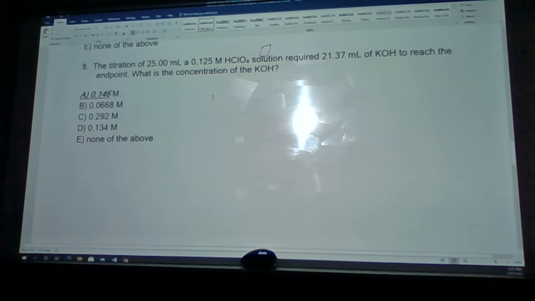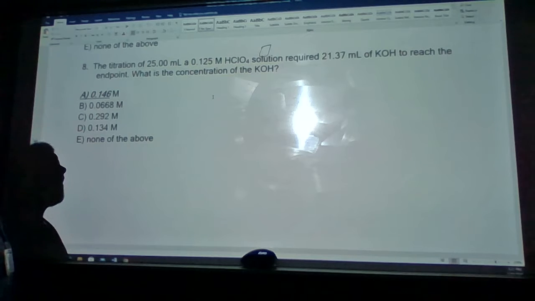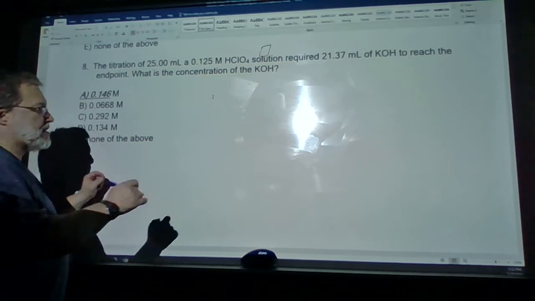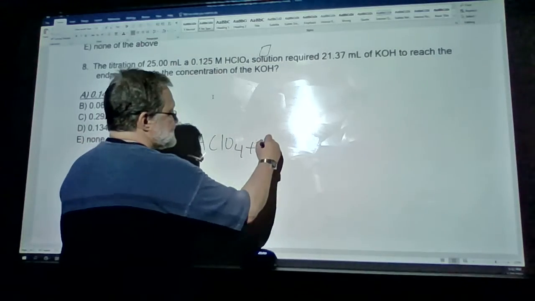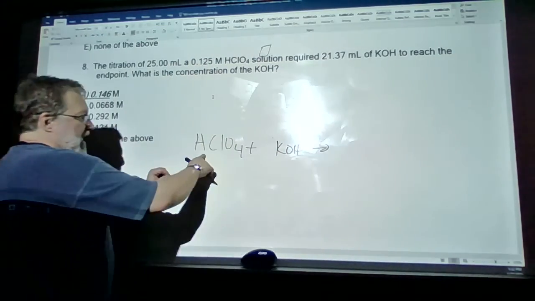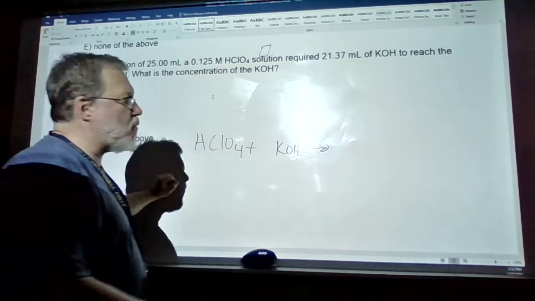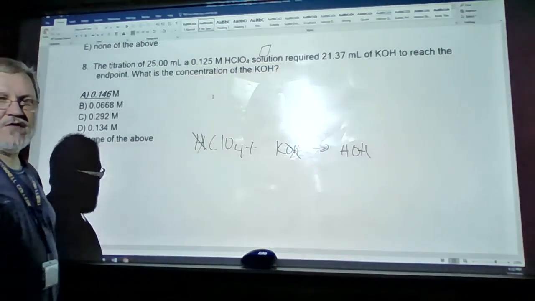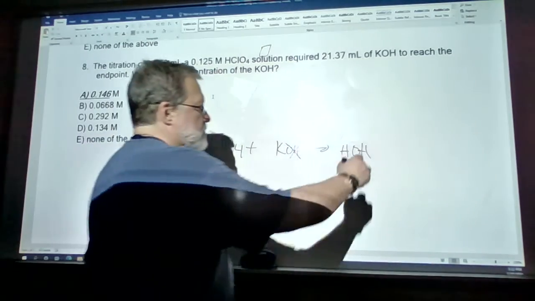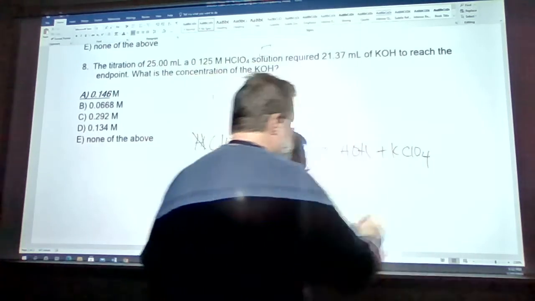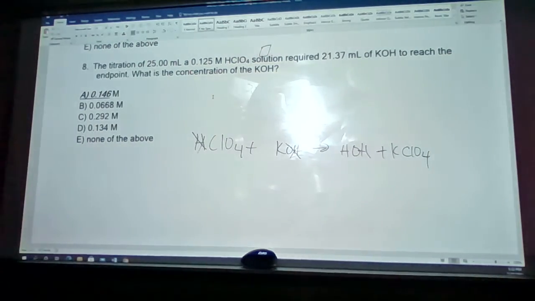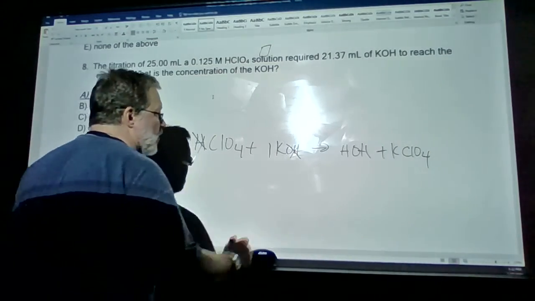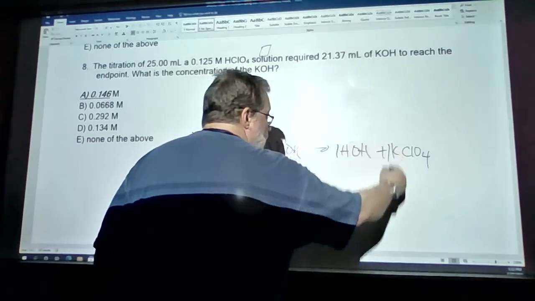Number 8, titration of a 25 ml perchloric acid solution requires 21.37 ml of KOH to neutralize it. What is the concentration of the KOH? Let's write the reaction. We have an acid and a base. Products of an acid and a base are water and a salt. HOH, so there is our OH, there is our H. What is left over? The K and the ClO4. So that's our reaction. This reaction says that 1 mole of HClO4 reacts with 1 mole of KOH to produce 1 mole of water and 1 mole of KClO4.